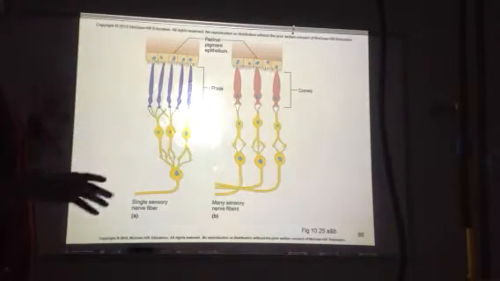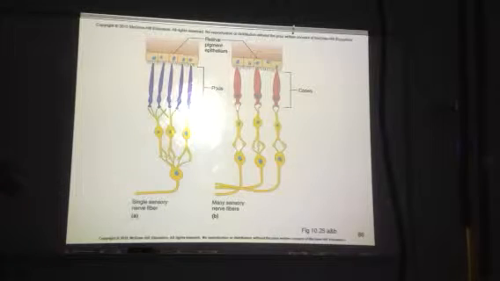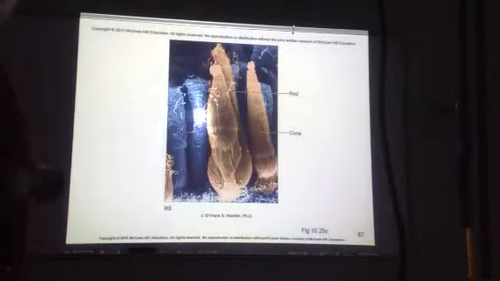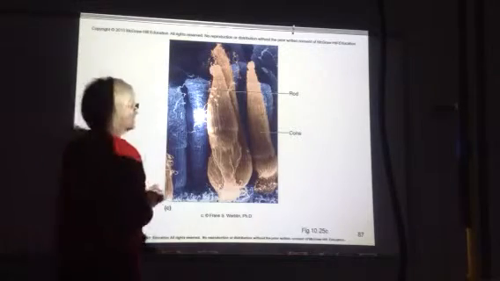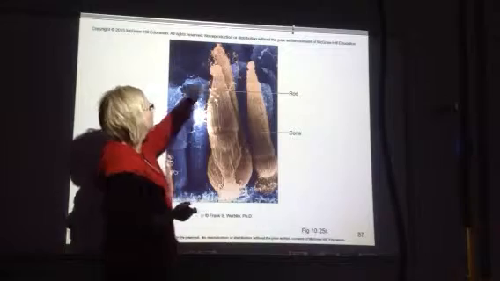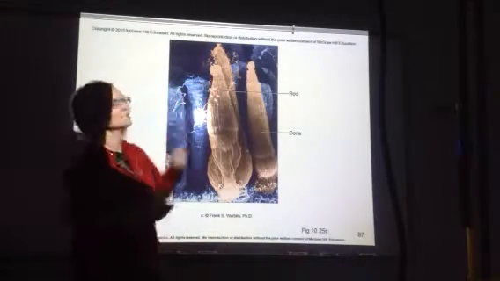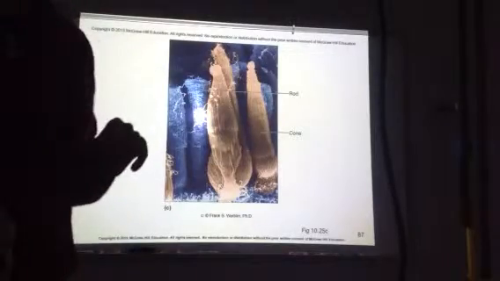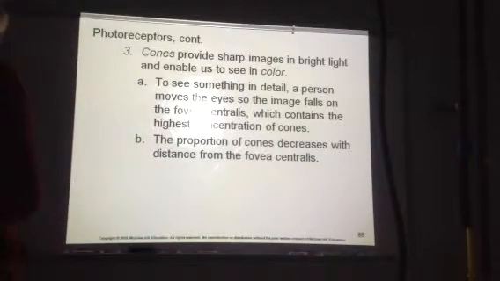And here you can see a diagram of how rods are more elongated. There's a better picture later. Here we go, so here's an actual magnification. Notice how a cone is more pointed at the top, where a rod is more blunt at the top. They are intermixed. There's not one spot of rods and one spot of cones.